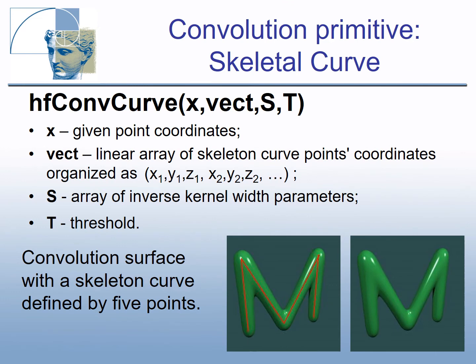Next convolution primitive is skeletal curve. Name of primitive in HyperFun is HFConvCurve, where x are given point coordinates. Vect is linear array of skeletal curve points coordinates organized as follows. S is array of inverse kernel width parameters. T is threshold. Example of convolution surface with a skeleton curve defined by 5 points is shown in the image.